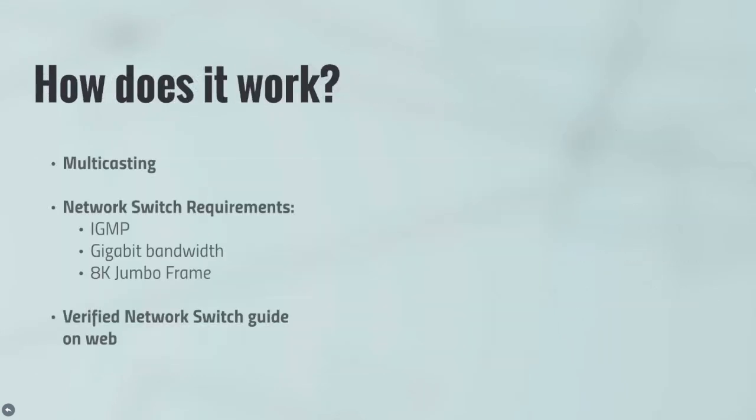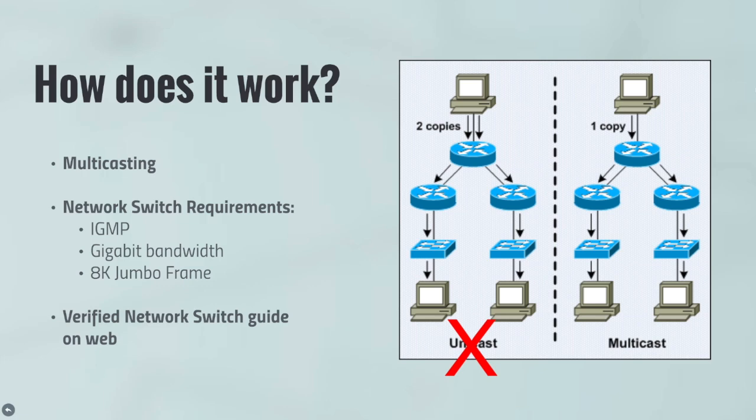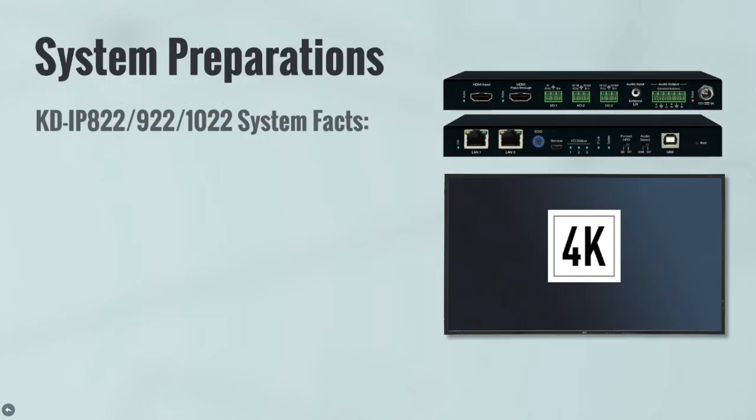So how does it work? Instead of using unicast, as traditionally has been done, we are using multicast, meaning we take one copy of the video into our encoder. That then puts it into the network, and then each decoder takes it out of the network into each display or projector, etc. All over one of our verified network switches, which you can find the guide for on our website, which we'll talk about here in a little bit as well.